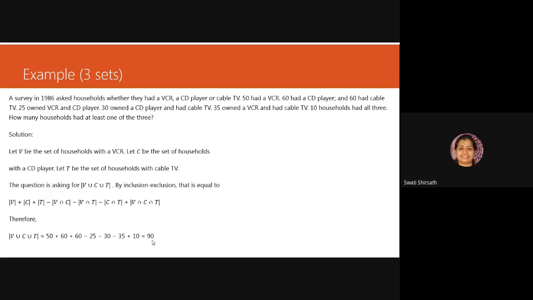The very first thing, while solving these examples in the exam, you have to mention which set is represented by which letter. Like I have written over here, let V be the set of households with a VCR, C be the set of households with a CD player, and T be the set of households with cable TV. So that I'll come to know that V means VCR, C means CD player, and T means cable TV. Then you can use those letters to represent your sets, put them in the formula, put their values and count the final answer.